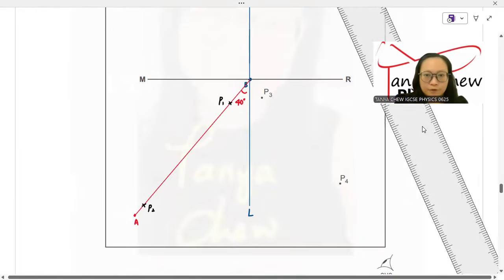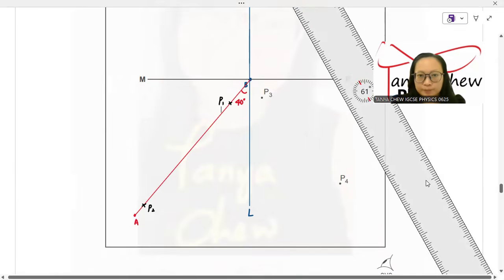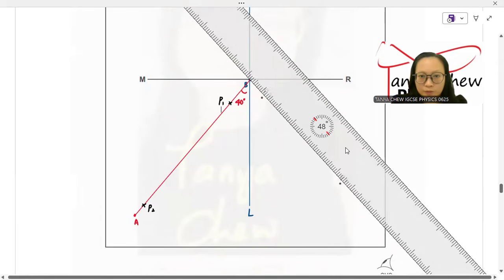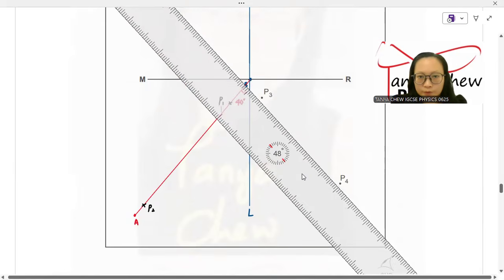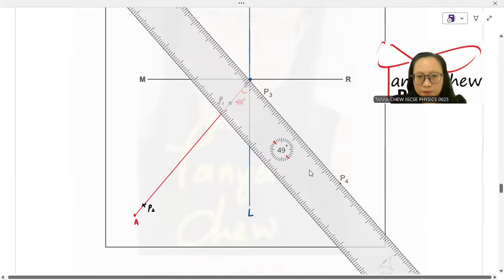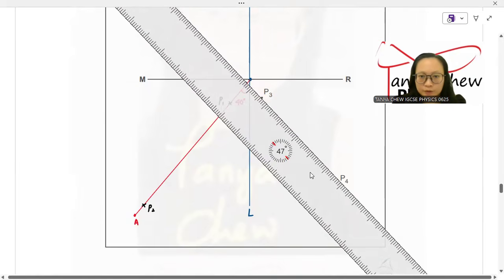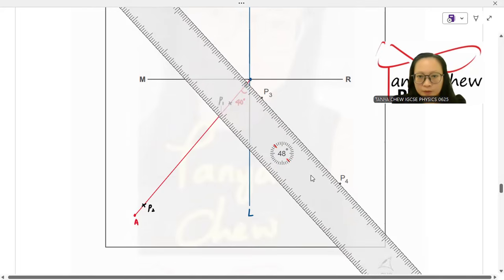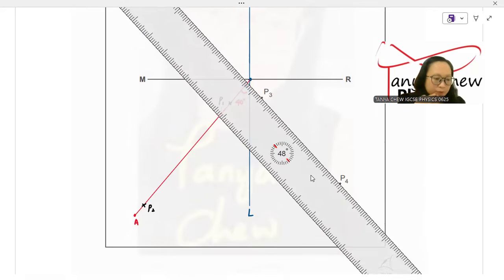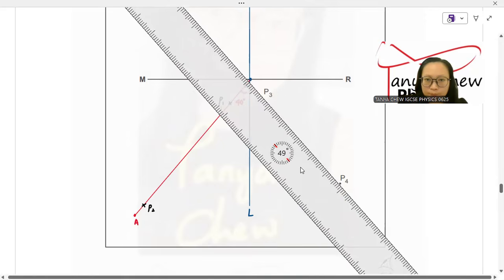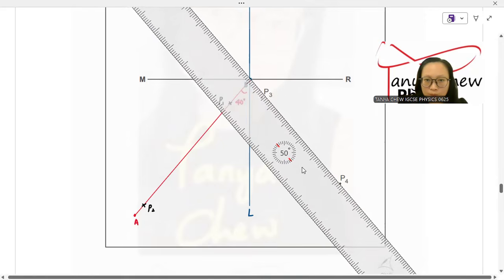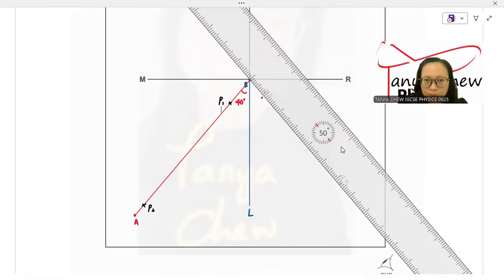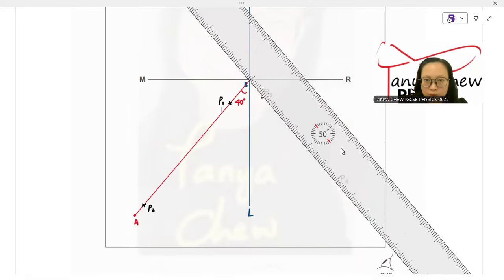Okay, P3, P4, make sure that I draw it. Okay, P3, continue until here, until it meets MR. Okay, try my best. This is P3 and P4.